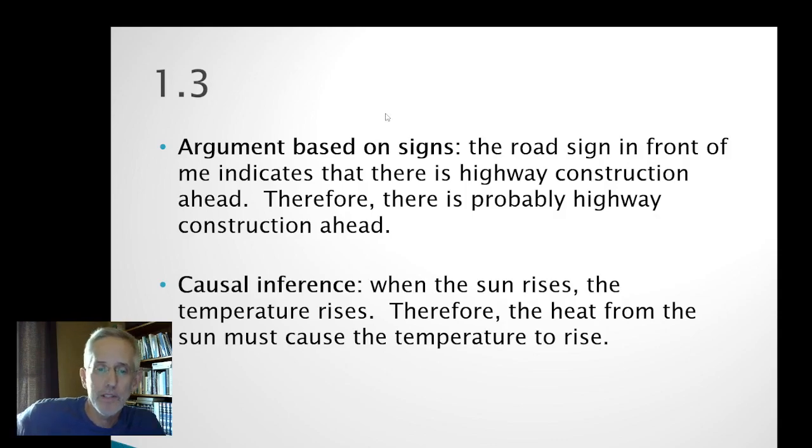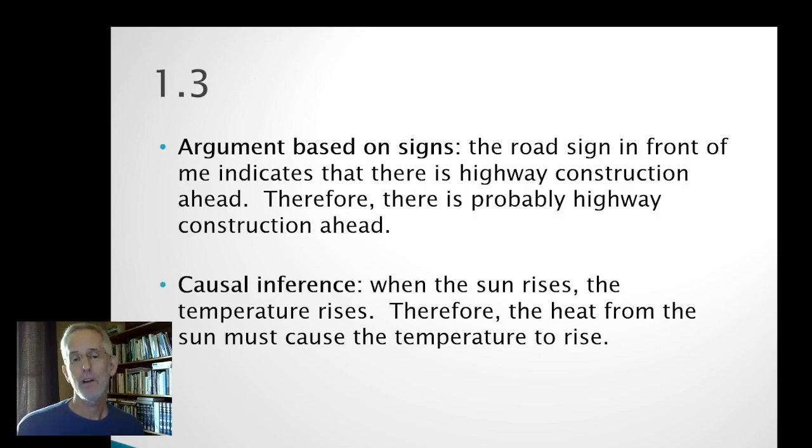And then we have causal inferences. A causal inference is when you're making the claim that one event causally follows from another. So the example I have here is when the sun rises, the temperature rises, therefore the heat from the sun must cause the temperature to rise. So we're making a causal claim based on this correlation between the sun rising and the heat increasing, the temperature rising. So correlations are indicators. Multiple correlations are indicators of some causal link.